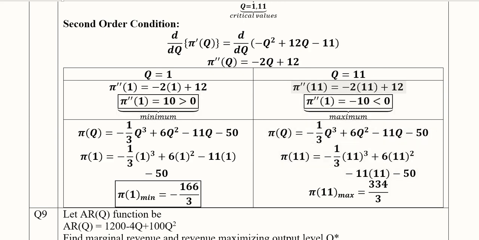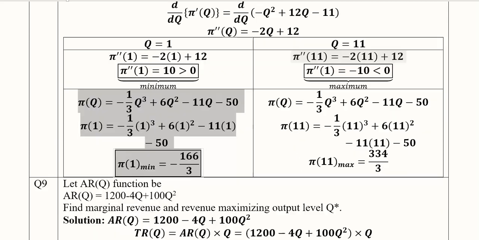So this is the part we are interested in. We are interested in maximizing the profit, so we put the critical value, that is 11, in the profit function, and we get this answer. So this is the maximum of the profit. Whereas if we substitute this value, that is 1, we will get a negative answer. So this is a minimum level of profit. This remains economically meaningless. Still, we have done this for the sake of mathematical completion.